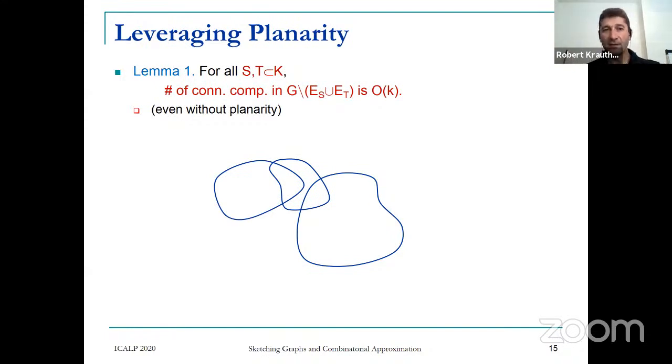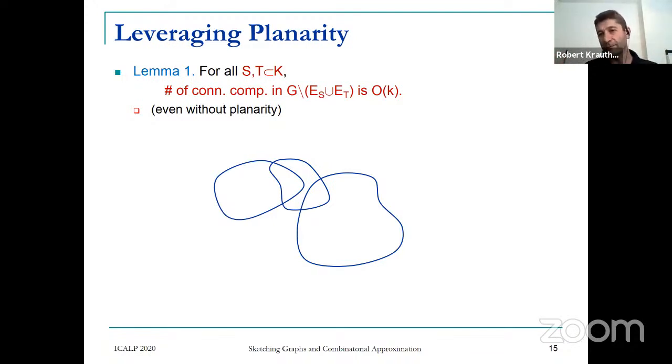It has two lemmas. The first lemma: suppose I don't look only at one cut set E sub S, but at two, E sub S and E sub T, for two subsets of the terminals. I draw both of them. Maybe S gave me these two cycles from before, and T adds one more cycle. So the question is, how many connected components do I have now if I remove these together? Naively, you might think that the first time, when you just remove E S, the vertex set V is partitioned into up to K parts.